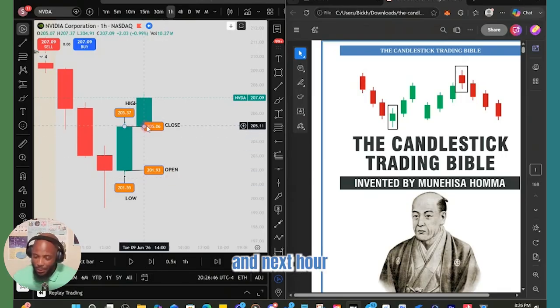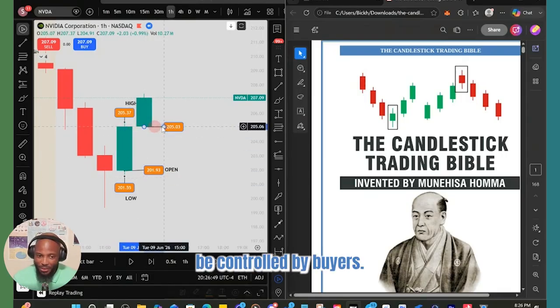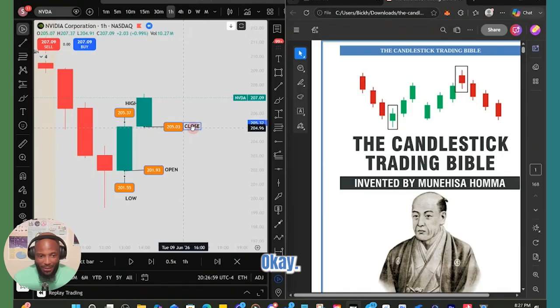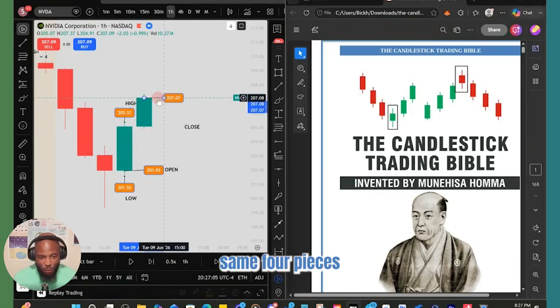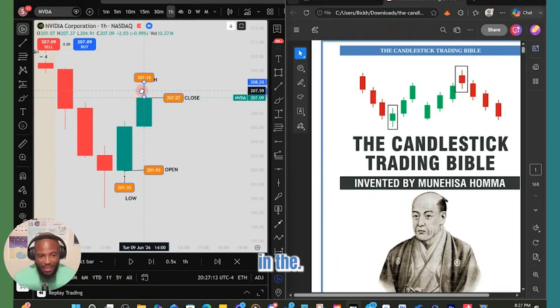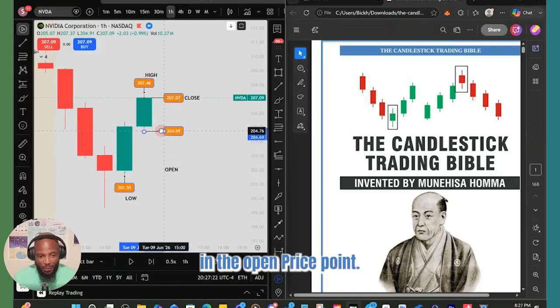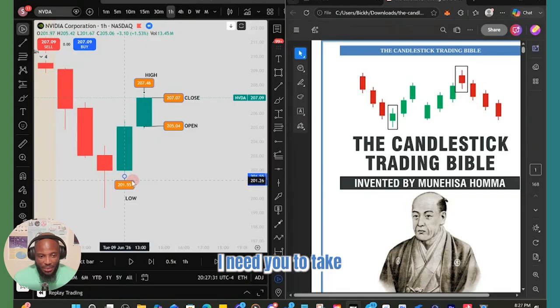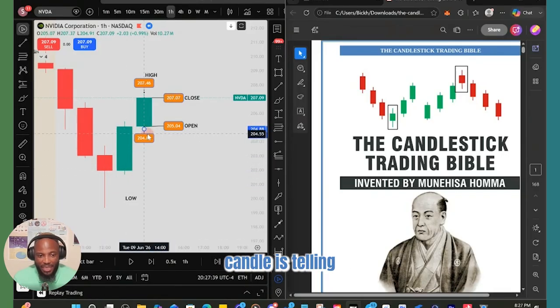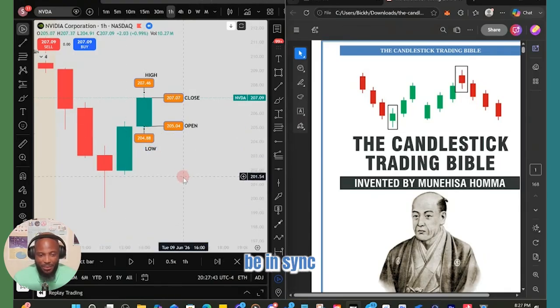Voila! The next hour to be controlled by buyers. So between that 2 o'clock and 3 o'clock candle now, we get the same 4 pieces of information from the candle: the highest point, the closing point, the lowest point, and the open price point. But the overall thing I need you to take from tonight is the price activity and what this candle is telling you. You have to be in sync with the candle.